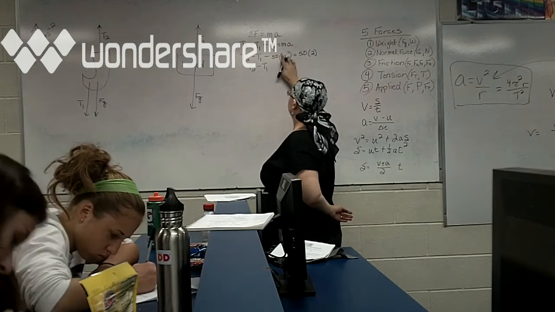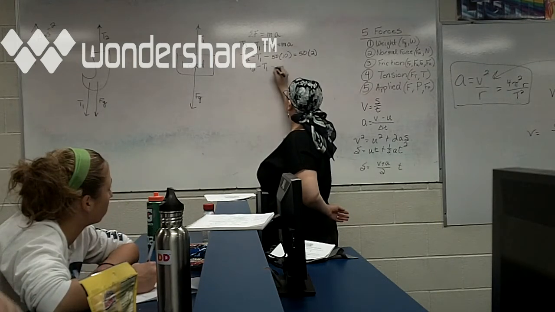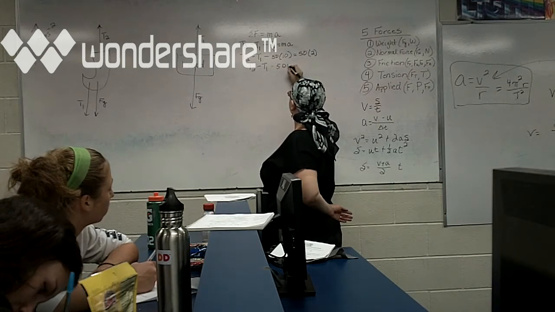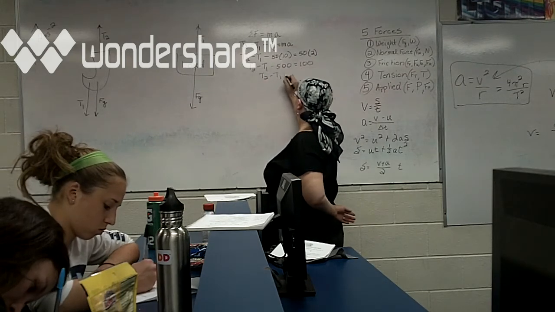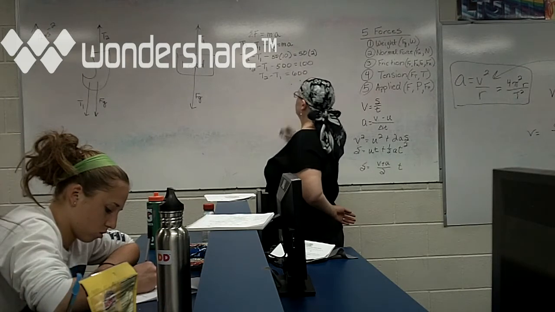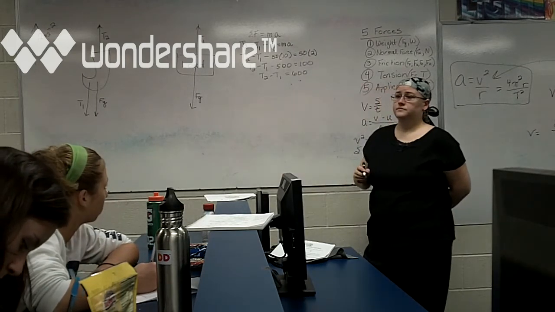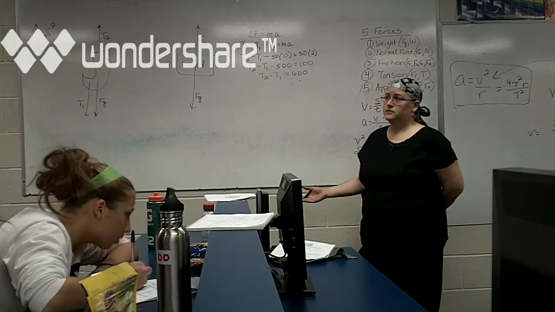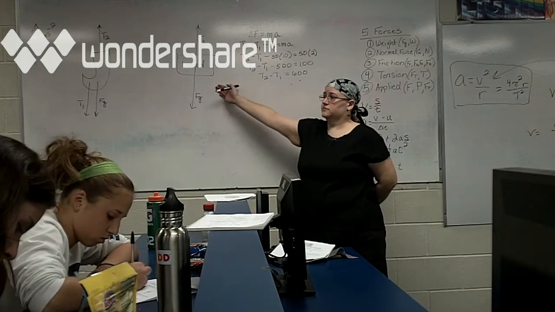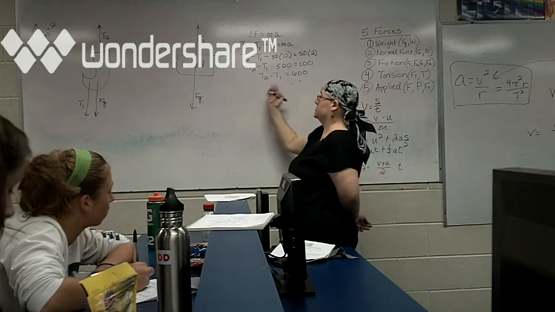Oh, we can use 10? That makes my life much better. So T2 minus T1 is equal to 600. And I can't go any further than that. I need to do the next one, because I'm not going any further with that. I need to know something.